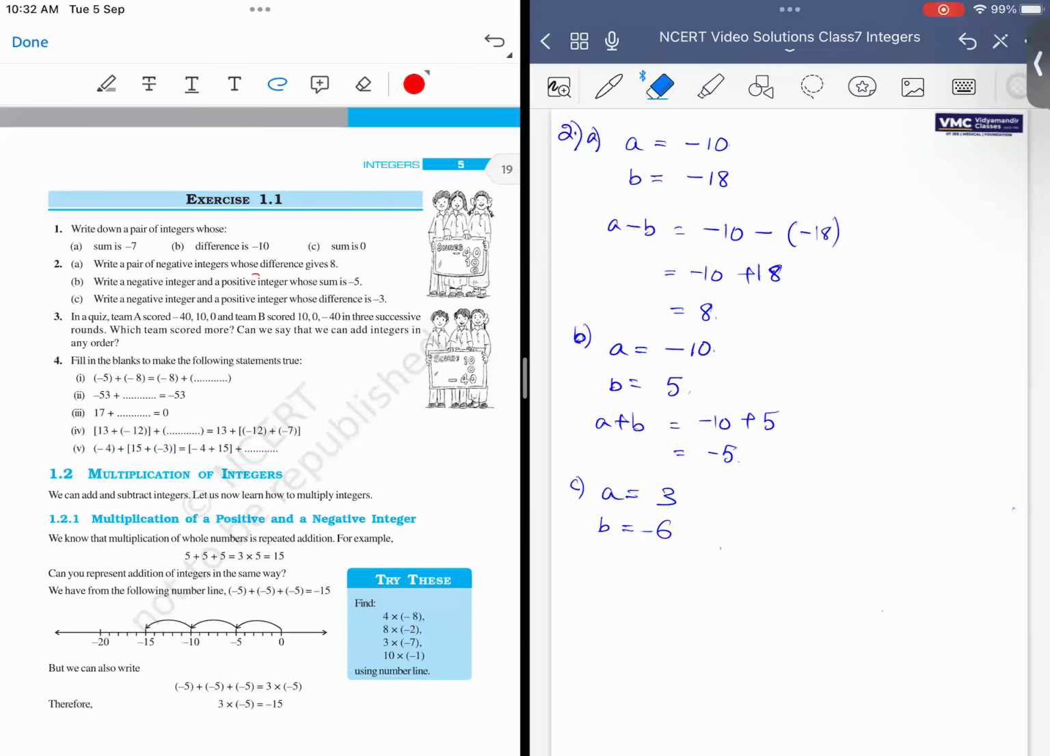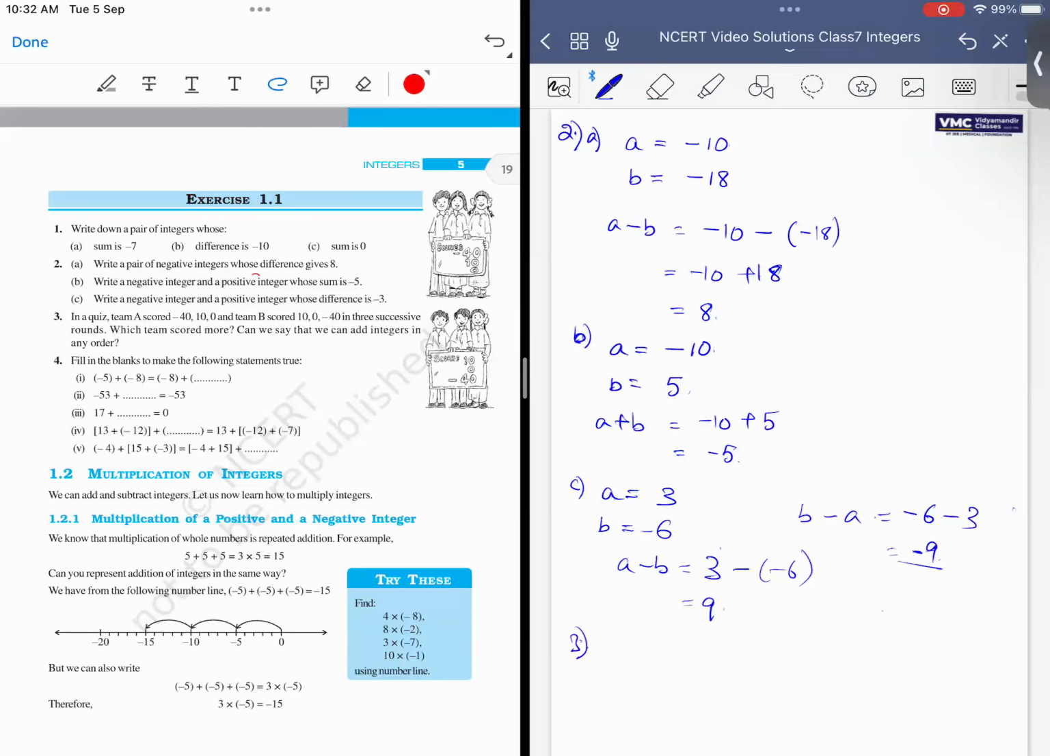So if we take A equal to 3 and B equal to -6, and take its difference, we get 3 minus of minus 6, which is positive 9. And if I take B minus A, that is minus 6 minus of 3, it becomes minus 9. So we see that with a positive and a negative integer, we cannot get minus 3.